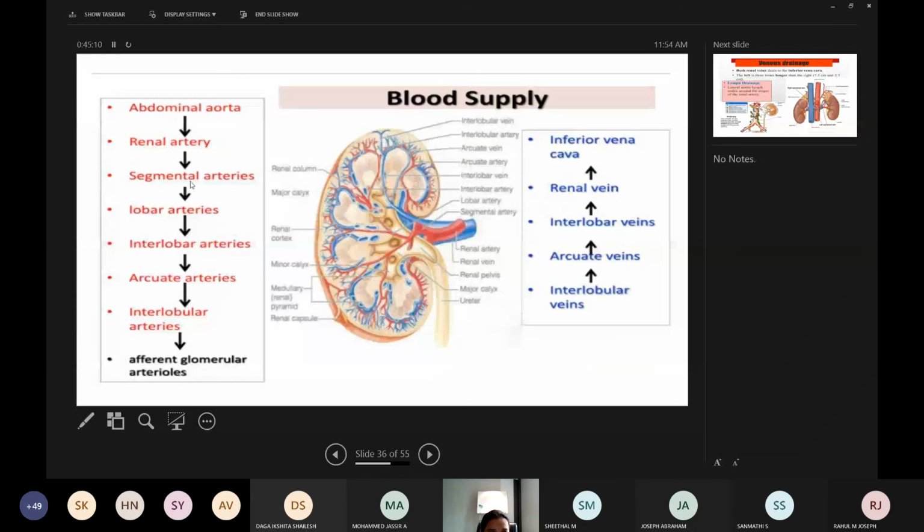It's the same thing. Segmental arteries form lobar, interlobar, arcuate arteries, interlobular arteries, then form the afferent arteriole and glomerulus, then the efferent arterioles, interlobular veins, arcuate veins. They join and form interlobar veins, which join and form the renal vein. Renal veins will open into the inferior vena cava.